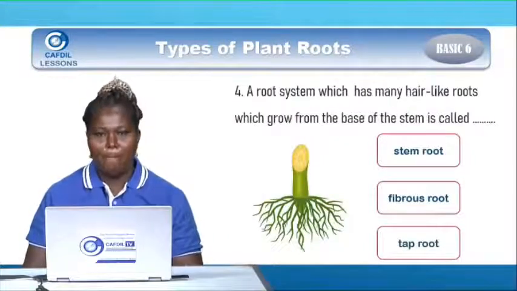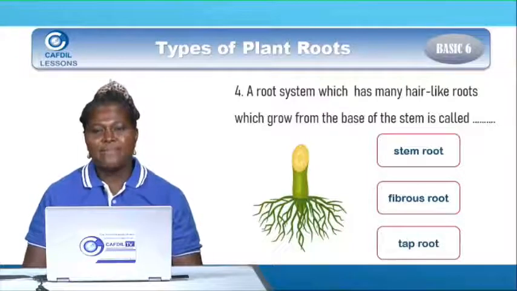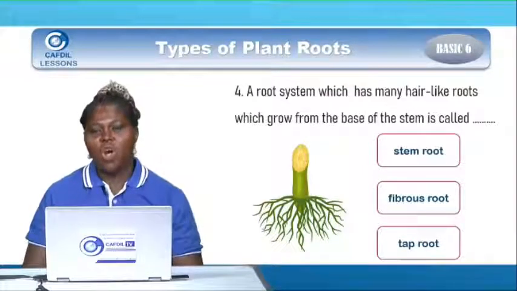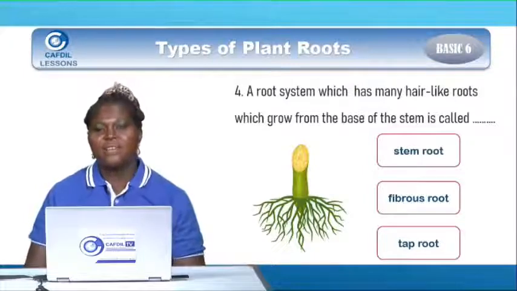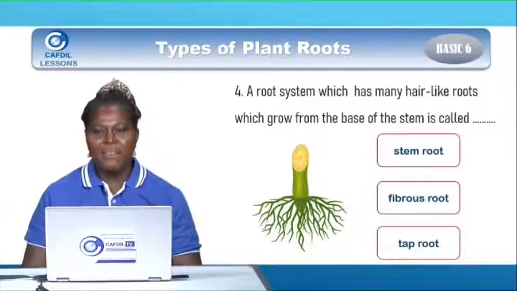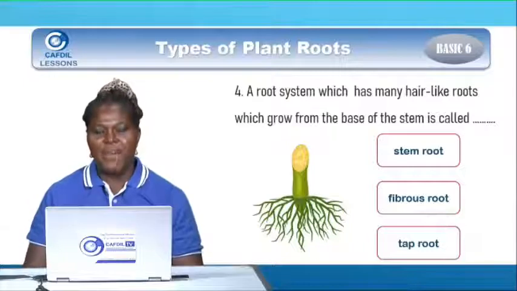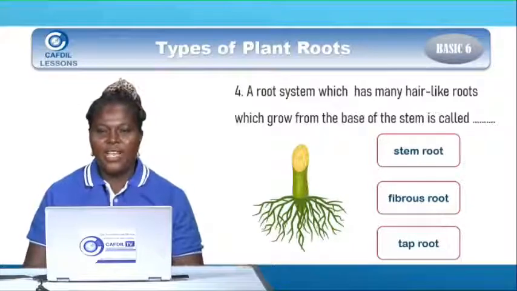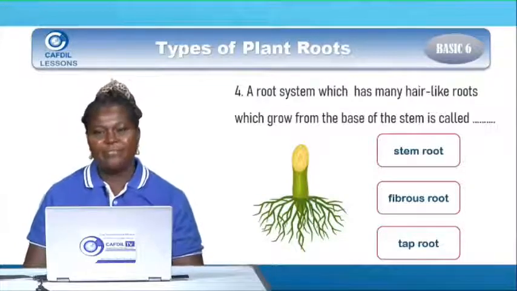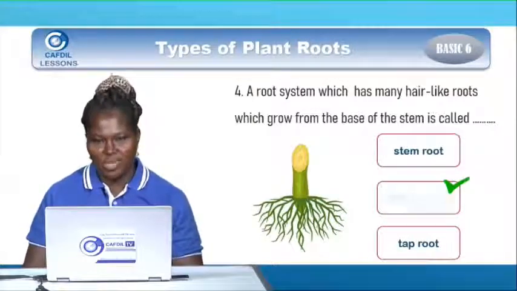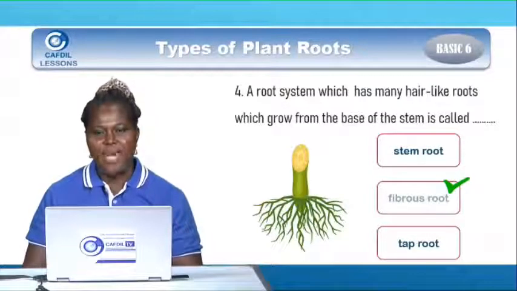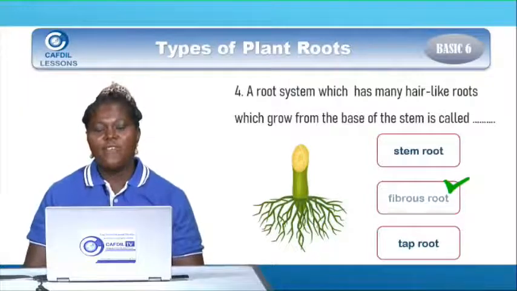Question number 4. A root system which has many hair-like roots which grow from the base of the stem is called, we have the stem roots, fibrous roots, and tap roots. Which one is the answer? Yes, it's the fibrous root. So a root system which has many hair-like roots which grow from the base of the stem is called fibrous root.